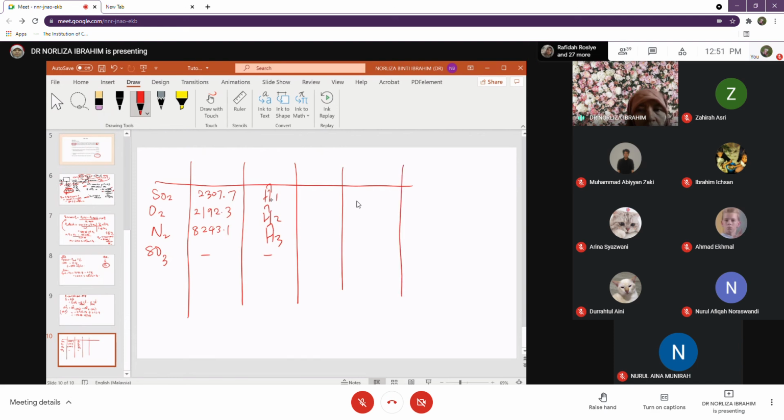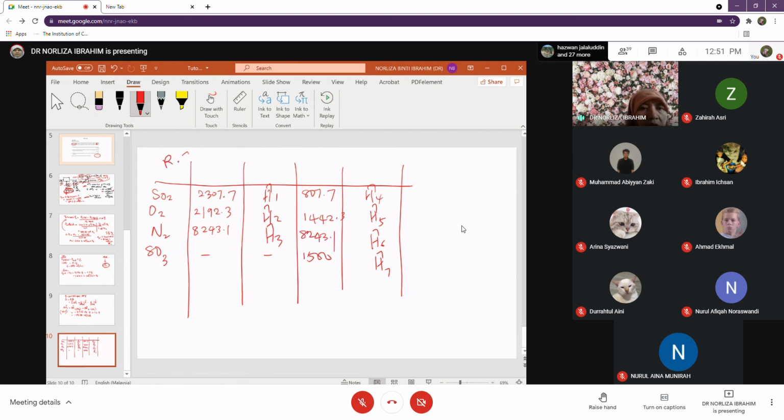In the product you have all, so you have H4, H5, H6, H7. SO2 in the product is 807.7, SO3 in the product 1500, oxygen in the product 1442.3. Nitrogen is the same flow rate.